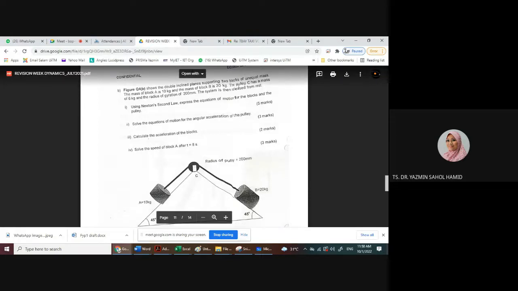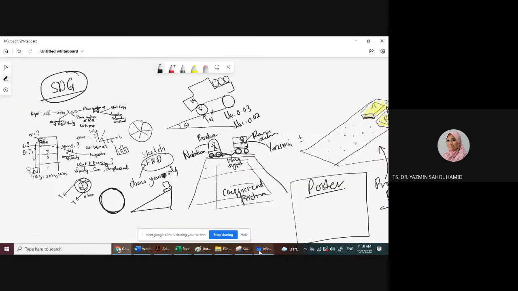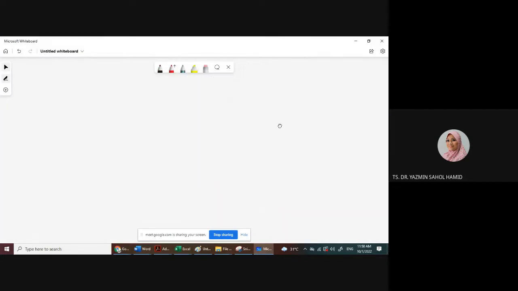The pulley C has a mass of 6 kg and the radius of gyration is 200 mm. The system is then released from rest. Using Newton's second law, express the equation of motion. Now we draw the diagram for our problem first. Let's draw. Are you drawing, guys? Can you please draw?